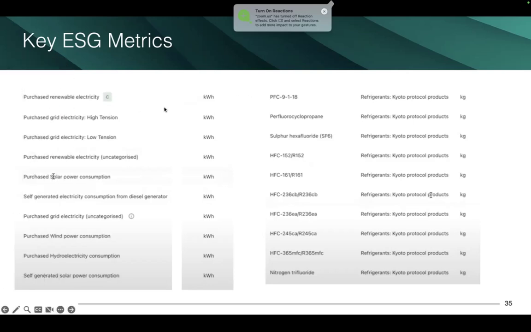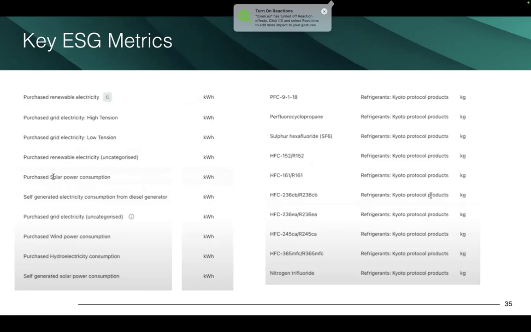Purchase renewable energy. So what is the measurement? It is happening in kilowatt hour. Purchase of grid electricity, high tension wire, if you are connecting with, or 3-phase connection you have, again, that will be a separate reporting structure. Then it is in kilowatt hour. You have purchased grid electricity, low tension wire you are getting from, again, kilowatt hour. Purchase renewable. So you can see there are several line items which you can find in your carbon accounting.